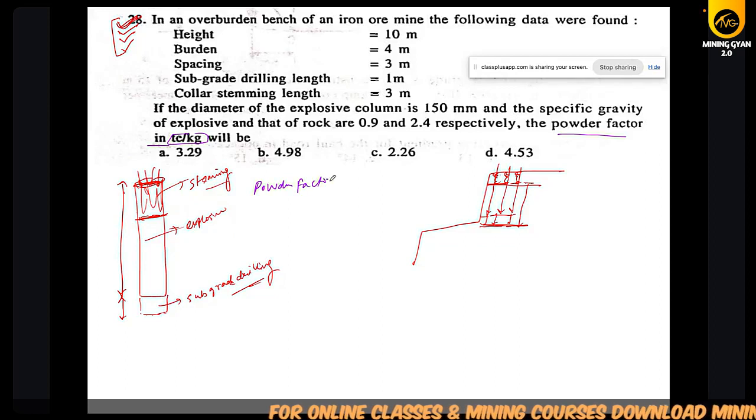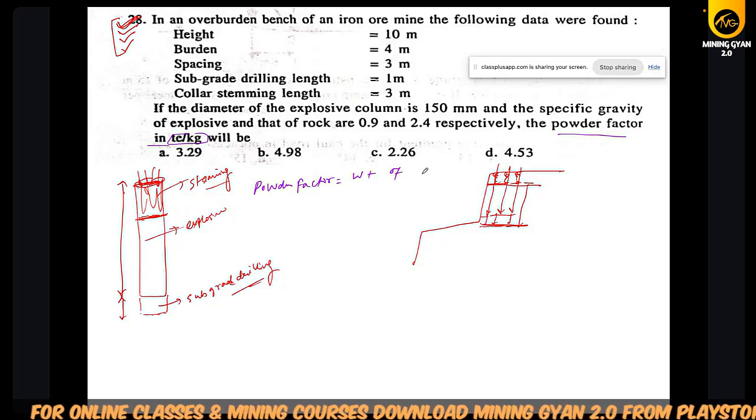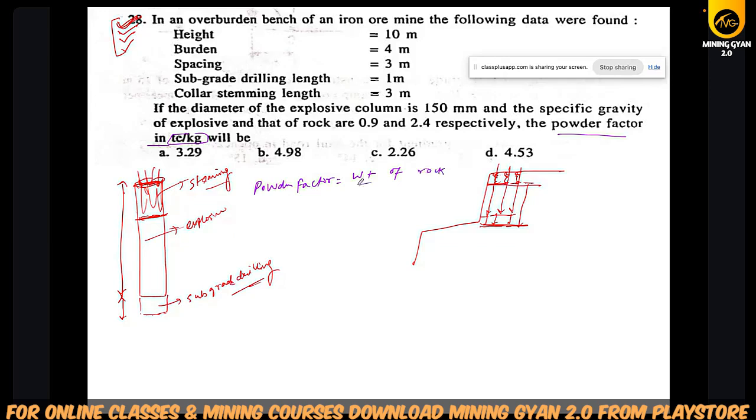Powder factor equals weight of the rock produced divided by mass of explosive. We had discussed this type of question at least 5 to 6 times, so you should try. Not similar, but nearly similar.